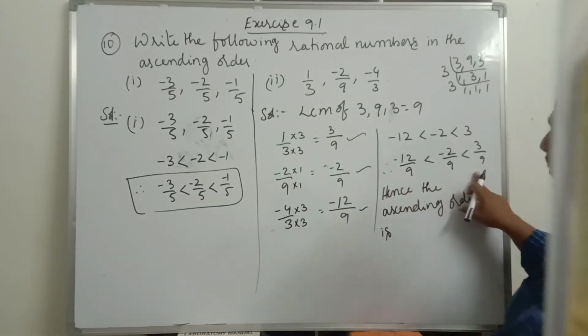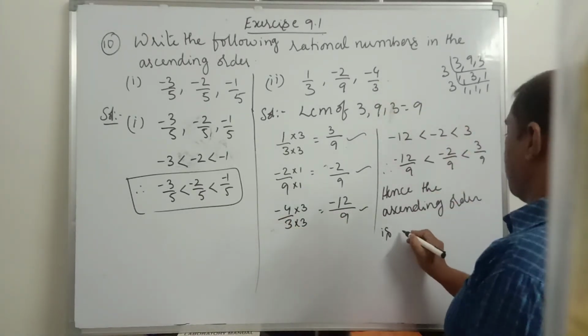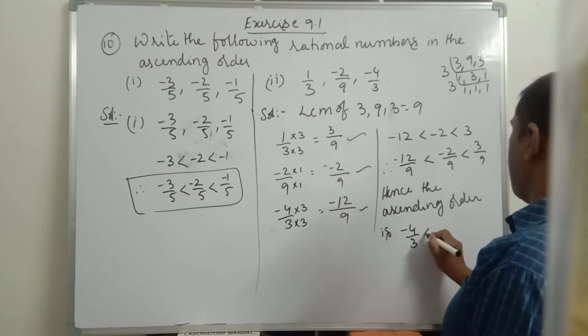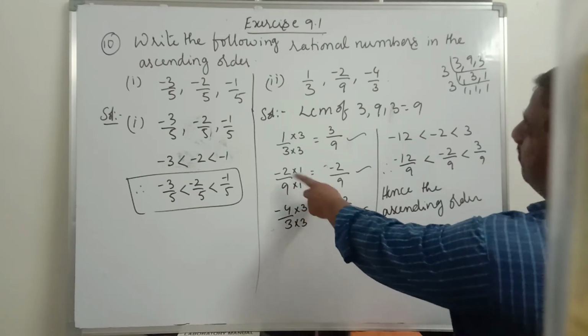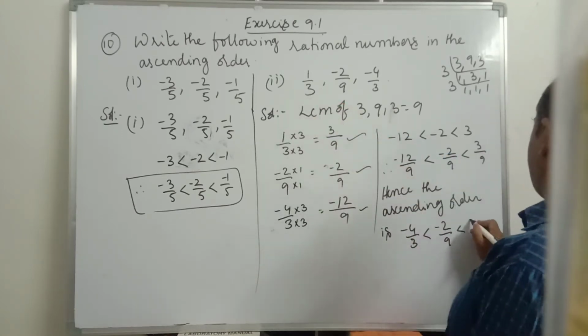What are the original rational numbers? Minus 12 by 9 is representing what? Minus 4 by 3. That is, minus 4 by 3 is less than minus 2 by 9, which is less than 1 by 3.